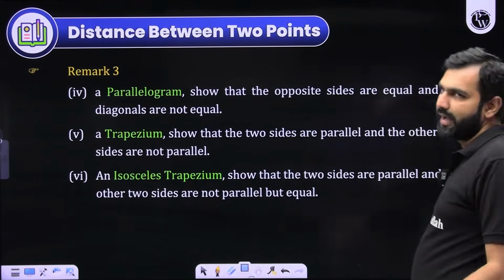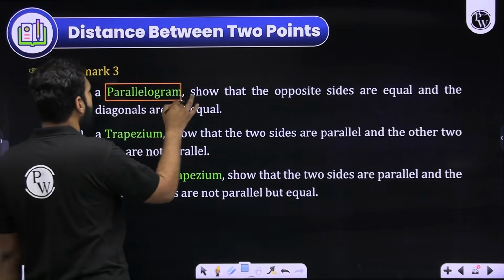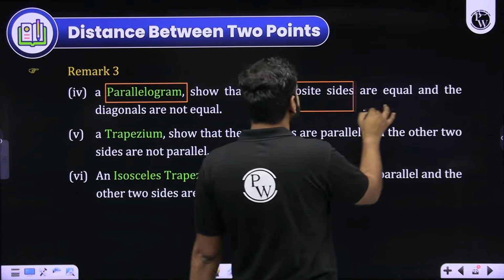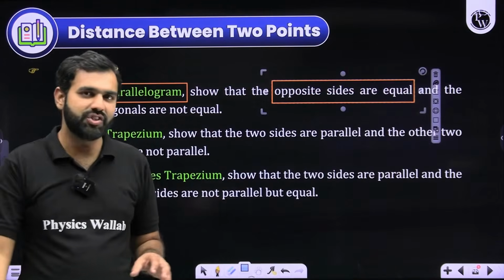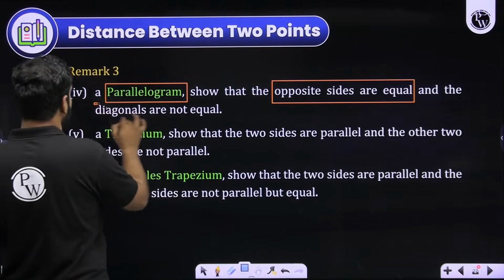Moving ahead, let's say I wish to comment on a figure, a quadrilateral, to be a parallelogram. How do I check that? All I need to do is, as with a rectangle, check that the opposite sides should be equal. That is the first check you do. But the second check should be simple: the diagonals should not be equal.